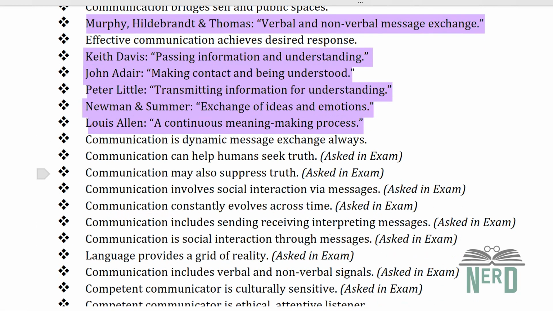A few exam-related statements are very important here. Communication can be a path to seek truth.